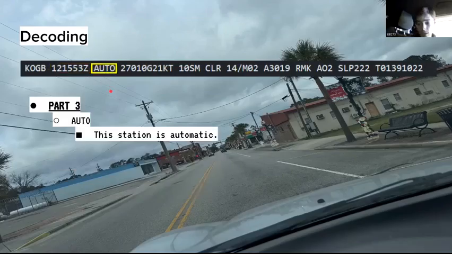The next thing you'll see is AUTO. That just means the station is automatic. It just records this information without human need. And almost always it will say that. There's only rare instances when that wouldn't be the case.